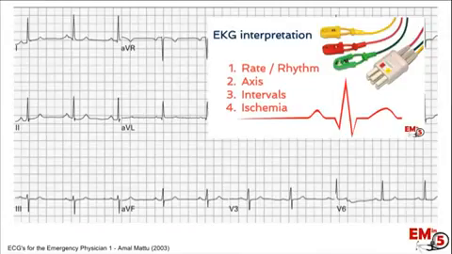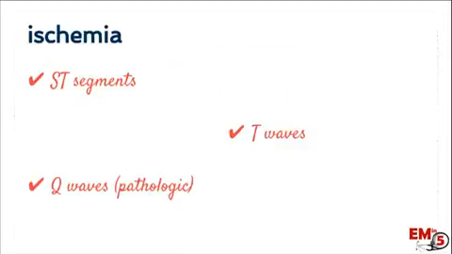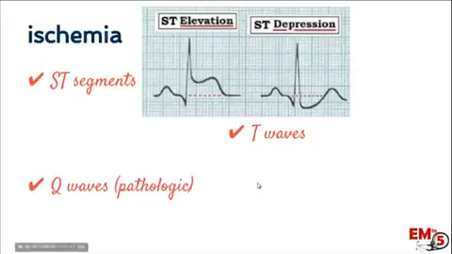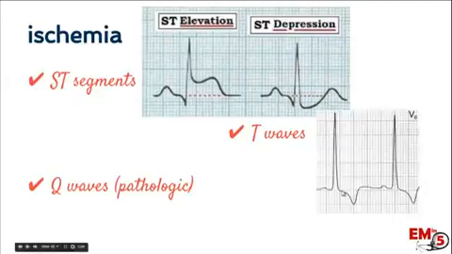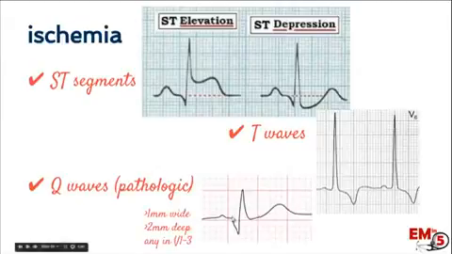Lastly, we're going to look for signs of ischemia. This is always important for the ER physicians. There's 3 things to look at: the ST segment, the T waves, and pathologic Q waves. ST segments, you're looking for either elevation or depression in contiguous leads. T waves, we're looking for signs of new T wave inversion or maybe biphasic T waves. And lastly, for Q waves, this is a pathologic Q wave, meaning that it's very wide and deep.